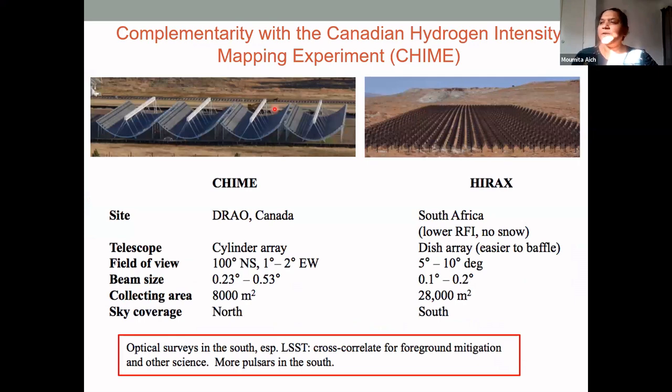Let's move on. I'm going to skip through these slides. This is just telling us that HIRAX is complementary to CHIME, which is in Canada. But here are a few comparisons, and the reason HIRAX is in the Southern Hemisphere, as you will see in a figure I show later, is that most of the other surveys, like CMB surveys or optical surveys, LSST specifically, are also in the South. So the cross correlation, which we're going to talk about, helps with foreground mitigation. So HIRAX is definitely going to be useful that way.